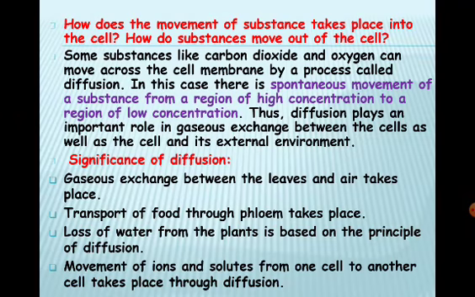What are the significance of diffusion? First significance is gaseous exchange between the leaves and hairs takes place by this process. Besides that, phloem is a channel by which food transportation occurs in a plant. So that occurs via diffusion process only. Loss of water from the plant is based on the principle of diffusion. The movement of ion solutes from one cell to another cell takes place through this process.